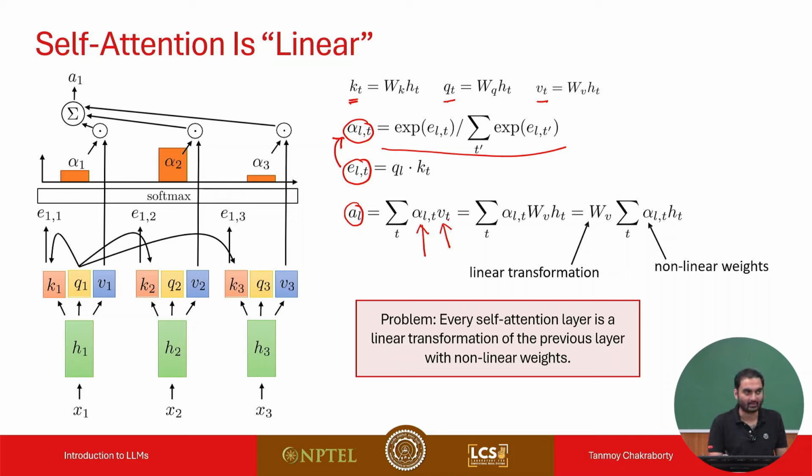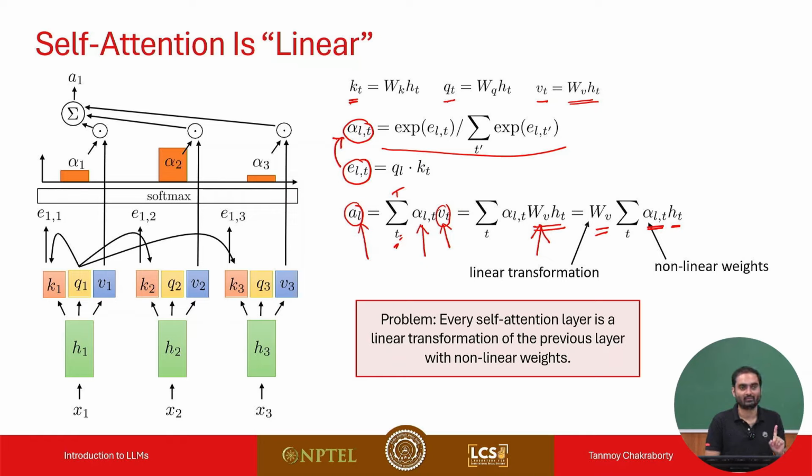Okay. Alpha LT times VT. And this ranges over T. What is T? T indicates the keys, and L indicates the query, whatever, right? All these positions. So T ranges from 1 to T. If you replace VT by WV HT, you will get this one, right? WV is independent of T, right? You can keep this thing outside. Now it is essentially alpha LT, which is the attention score, right? And HT. HT is the hidden state, the input.